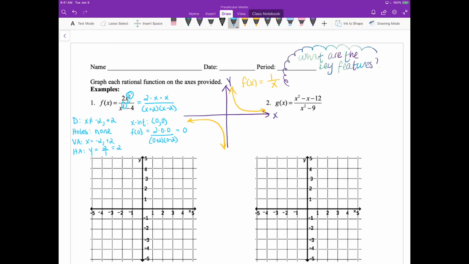So let's graph our pieces, starting with the holes. There are no holes, and then we've got the asymptotes. The vertical asymptotes are at x equals -2 and +2. And then we've got a horizontal asymptote at y equals +2, horizontal across. And the last piece that we found was the x-intercept, and that's at the origin. And now we've got some things we can graph with.